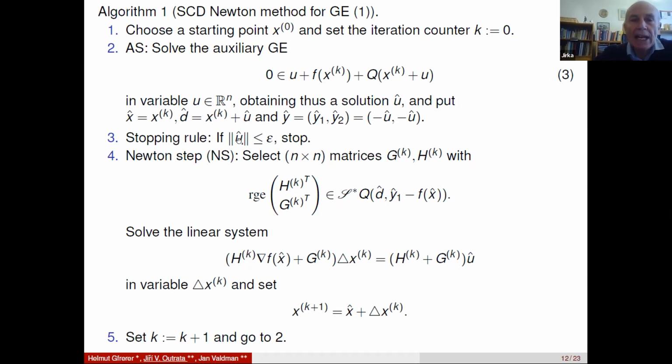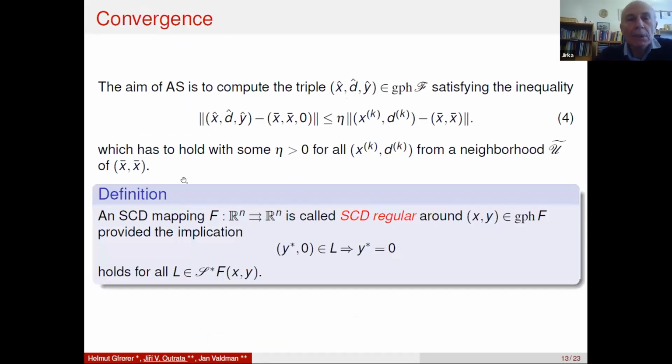Now, since U hat corresponds to the residuum of our problem, this value U hat can be used as a stopping rule. And if, of course, this stopping criterion is fulfilled, we stop. Otherwise, we move to the Newton step. This Newton step consists in finding two n times m matrices, G and H, such that its range, so that this subspace belongs to the limiting collection of adjoint spaces of our multifunction Q, computed at this point. And if we succeed to find them, then we solve such a square linear system in variable delta xk and update our solution, put k equal k plus 1 and loop. So this is the whole algorithm.